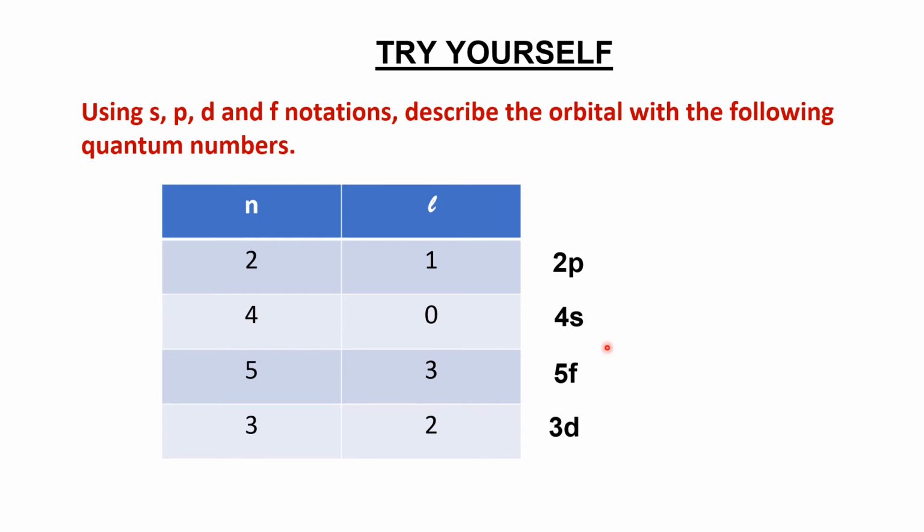Now, can you see if a 2d orbital exists or not? If I'm talking about 2d, it means that n value is 2 and l value is 2. Is it possible? It is not possible, because l can only go from 0 to n minus 1, so for n equal to 2 it can only be 0 or 1. That is why 2p exists and 2d does not exist.